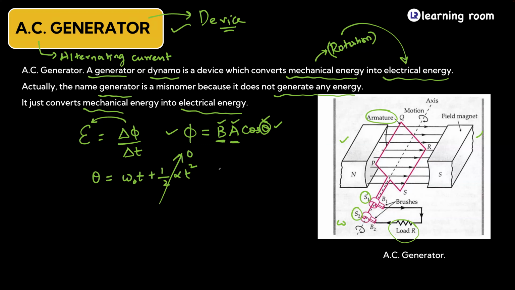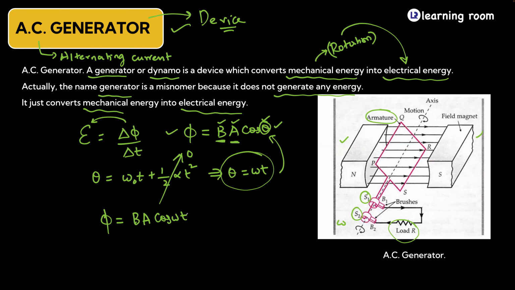Right, then what is going to be the value of theta? Then theta will be omega into t. Take this, put it here. So when you do that, you will get flux is equal to BA into cos of omega t. So this is going to be the flux generated by one turn of this armature coil.